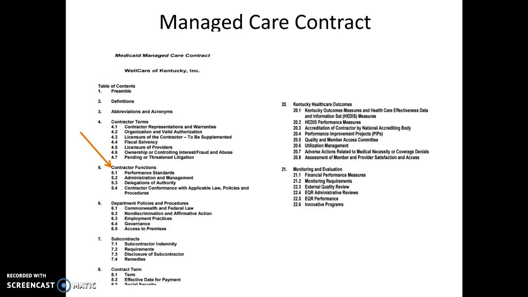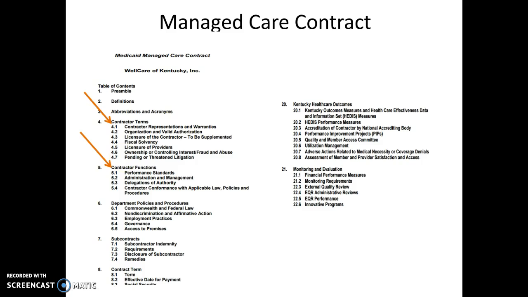Now, question 2 and question 3 are 2 questions that are pretty much in the same area. Question 2 says, what are the terms of the contract? And question 3 is, why is it important to specify the terms of the contract? In question 2 and question 3, you will actually review section 4, which is contractor terms. You will review 4.1 through 4.7.